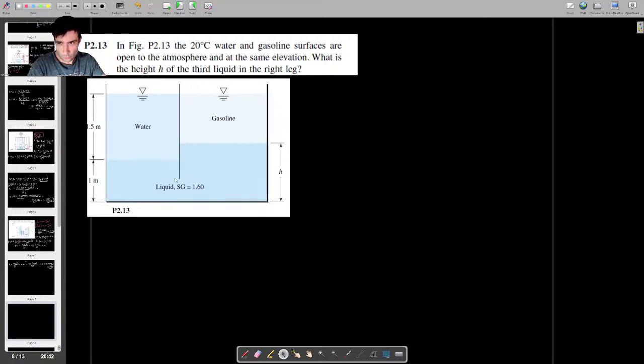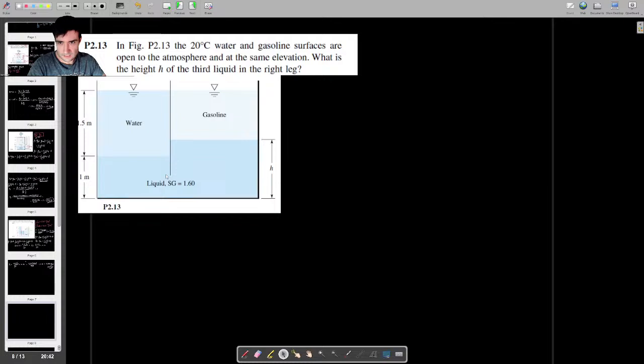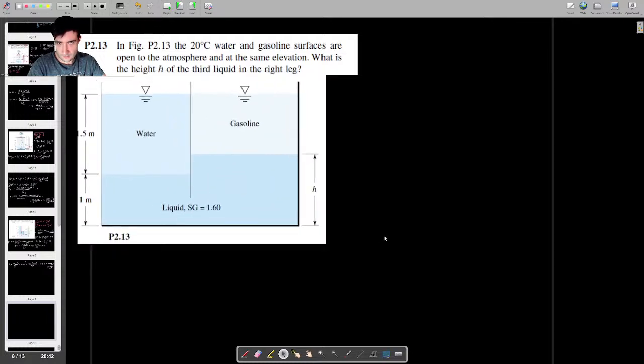So this is not too different. I guess the only difference is that it's got 3 liquids instead of 2. And we still have to find the height. So yeah, let's try to read the question first, and then we'll see how we can approach this.